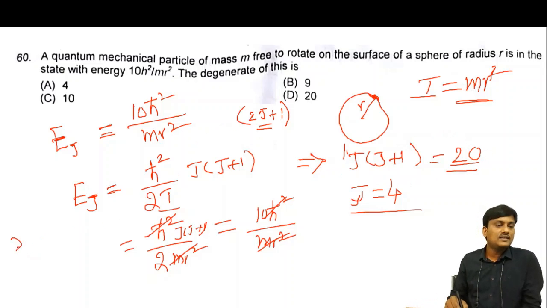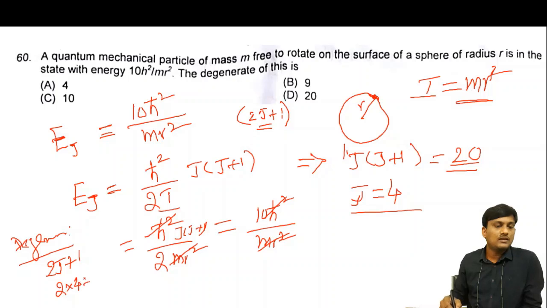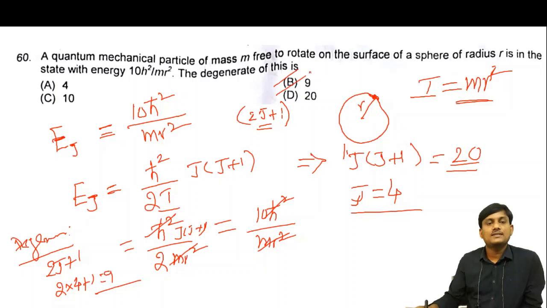Then what is the degeneracy? How many degenerate states exist for j equal to 4? It will be 2j plus 1, so 2 into 4 plus 1, it will be 9. How many states will exist? 9 degenerate states.